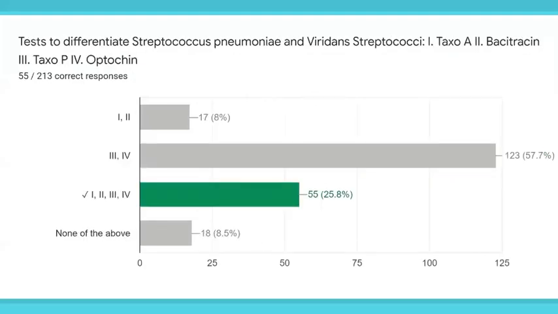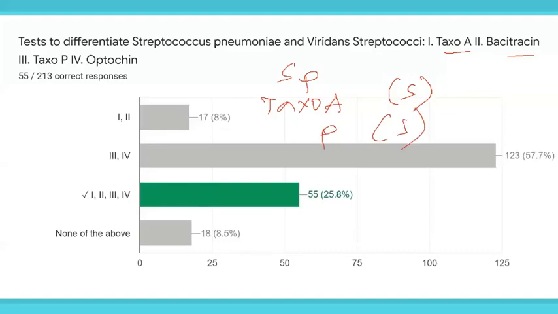Okay, next. Test to differentiate Streptococcus pneumoniae and viridans strep. So a lot of students got this incorrectly, actually. The answer here would be all. Okay, you can also use Taxo A, also known as bacitracin, to differentiate Strep pneumoniae from viridans strep. Okay. Strep pneumoniae is actually susceptible to both Taxo A and Taxo P. Okay. Taxo A is again bacitracin, Taxo P is optochin.